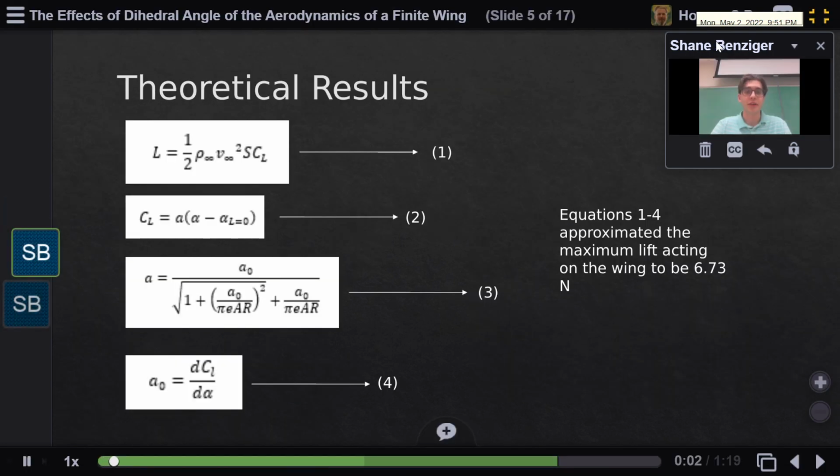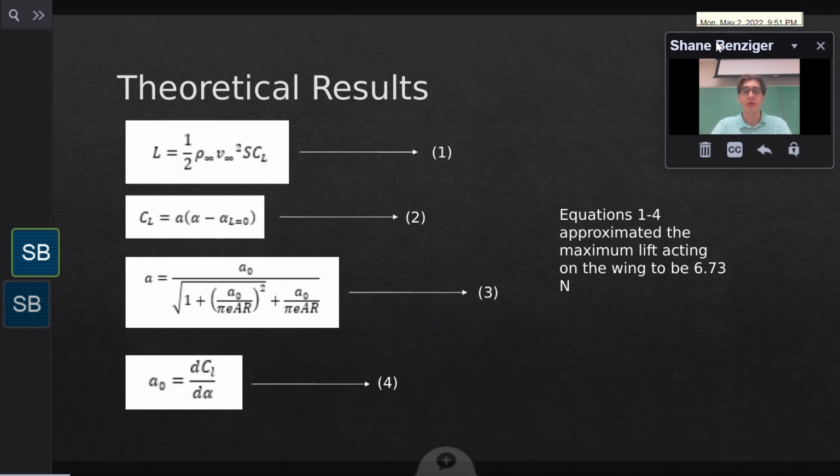Before testing was conducted, theoretical analysis was conducted using lifting surface theory. MATLAB was used to evaluate this analysis because of difficulty with ANSYS. The lift over the wing was calculated using equation 1 as shown, where rho infinity is the air density at sea level, V infinity is the wind tunnel velocity, S is the planform area, and C_L is the coefficient of lift. The lift coefficient was calculated using equation 2, where alpha is the angle of attack, a is the three-dimensional lift curve slope, and alpha at L equals 0 is where both angle of attack and lift are equal to 0 because the airfoil is symmetric.